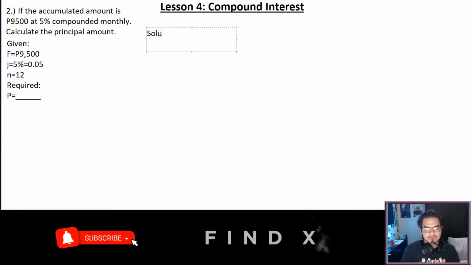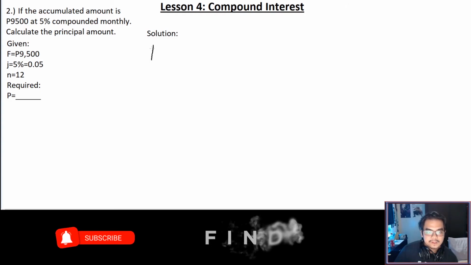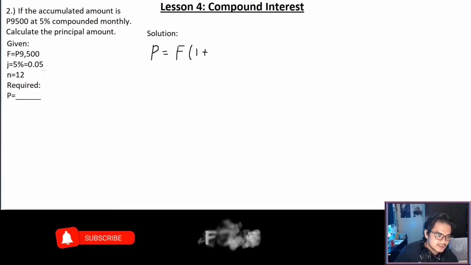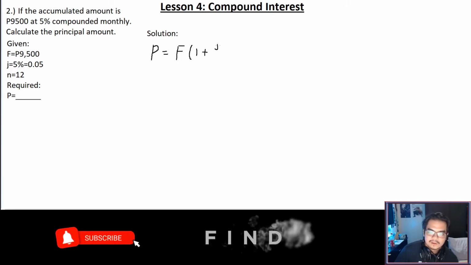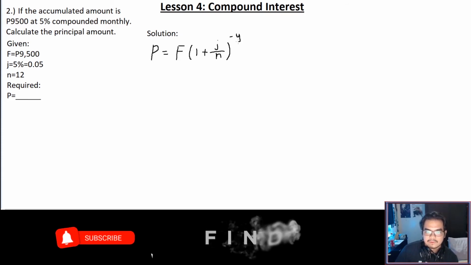Okay. So let's solve for the solution. Again, we have the formula P. We are looking for P, right? So P equal to F times 1 plus, our given is J, right? Therefore, this must be J over N raised to, don't forget the negative, that is negative Y N.